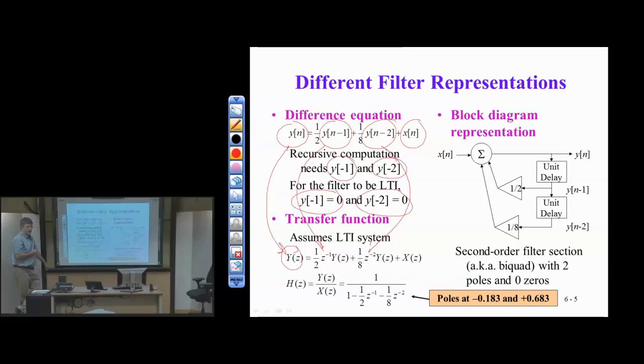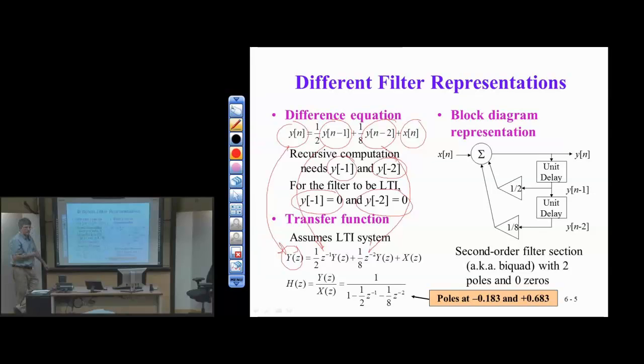I can now, again, same thing as I did last time, I can factor out the common terms of y. So what I can do is move the common terms of capital Y of Z to the left-hand side, factor out capital Y of Z, and that polynomial is what we see here in the denominator, 1 minus 1/2 Z to the minus 1 minus 1/8 Z to the minus 2. I then divide both sides by that polynomial, and also divide both sides by capital X of Z, and I get the transfer function, capital H of Z.